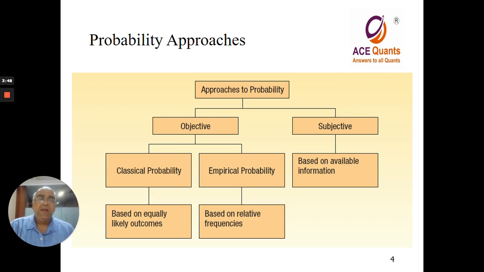Now, the third branch is what is called subjective probability. What is the probability of India winning the next World Cup? Now, we might have data, you might have done a lot of analysis, but still the decision is going to be on the basis of your gut feel. And this is what is called subjective probability.